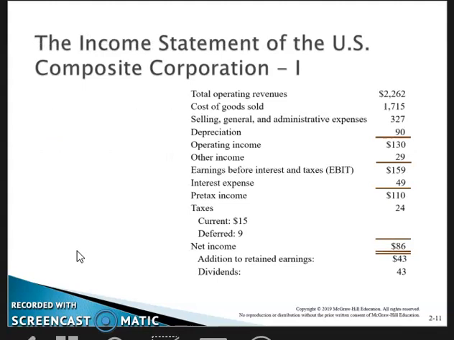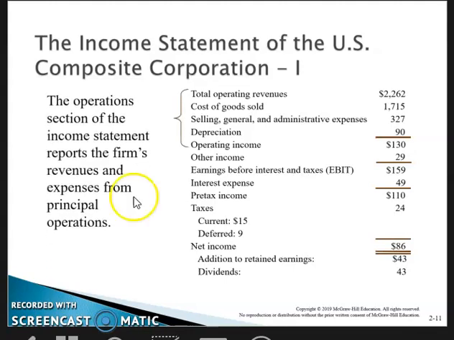So this is a typical income statement for a U.S. corporation. The first section is the operating section. We have operating revenues, or in a lot of cases this would be listed as sales. Then we take out cost of goods sold, selling and general administrative expenses, and depreciation, and we come up with operating income here.